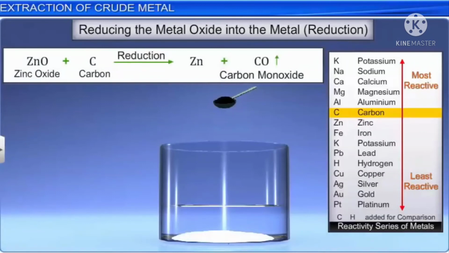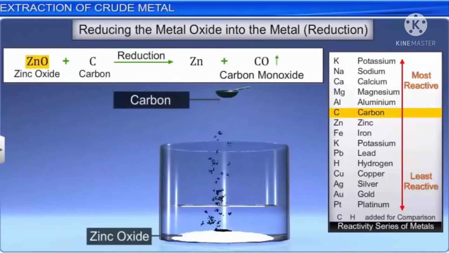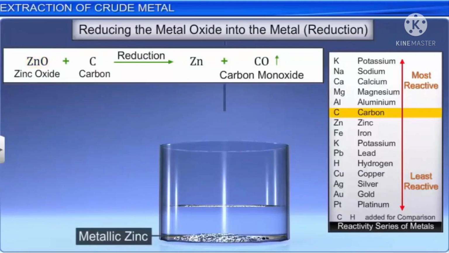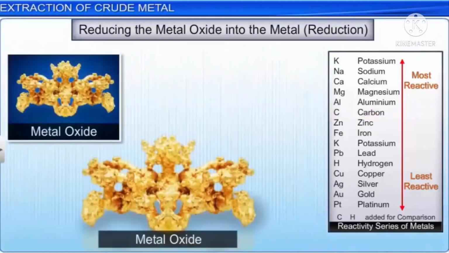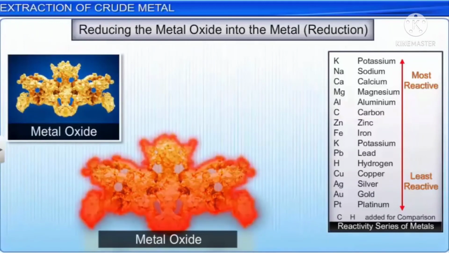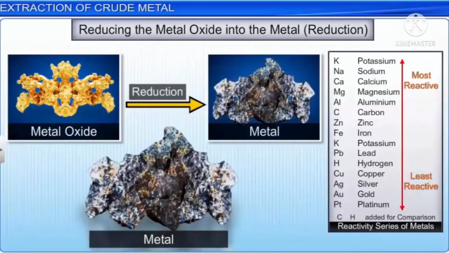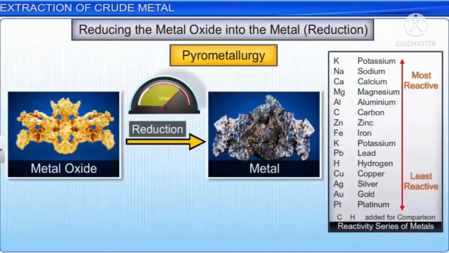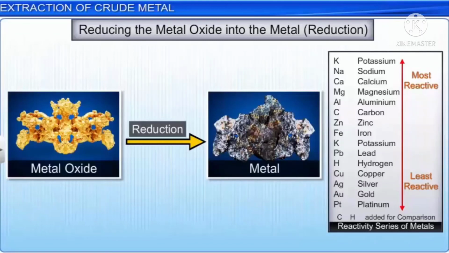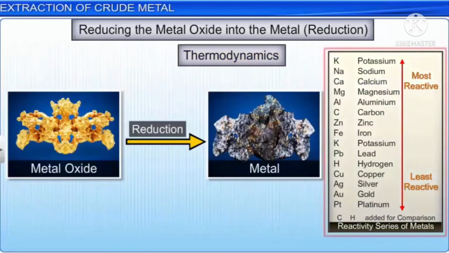For example, carbon is used to reduce zinc oxide to metallic zinc. In this reaction, carbon monoxide is released. Generally, heating is required for a metal oxide to be reduced to its metal. The temperature at which a metal oxide will get reduced can be predicted based on studies that come under a branch of metallurgy called pyrometallurgy. On the other hand, thermodynamics helps us choose a suitable reducing agent for the reduction of metal oxide.